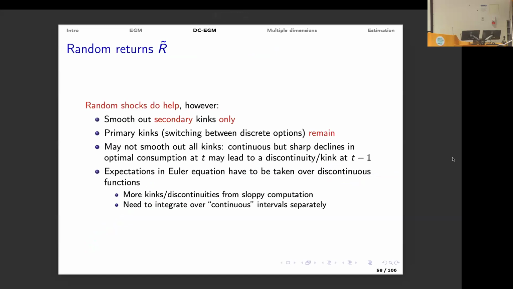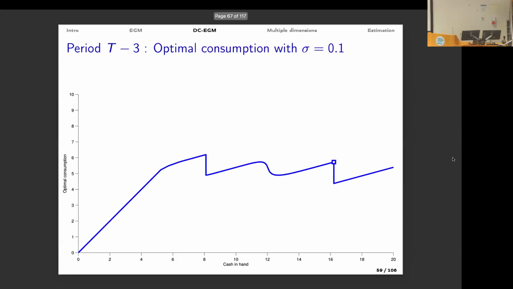Is it income or primary kink? Okay. Yeah, I think it's random returns. There's no way of knowing that you will be exactly at that primary kink tomorrow. And therefore, this shadow gets blurred. But look, here, this is still vertical, and so this is still a discontinuity.